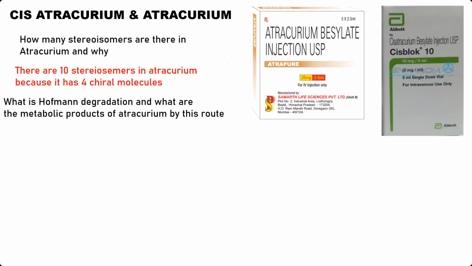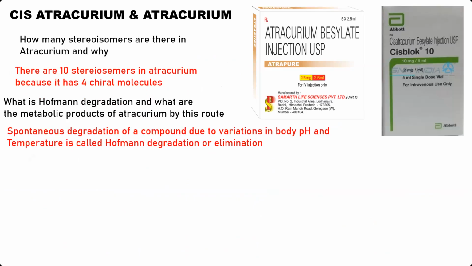What is Hofmann degradation and what are the metabolic pathways of atracurium? Hofmann degradation is non-enzymatic degradation. Non-enzymatic, very good. Spontaneous degradation with variations in body pH and temperature is called Hofmann degradation. Metabolic products are laudanosine and quaternary monoacrylate.